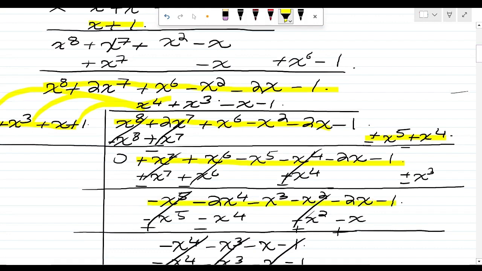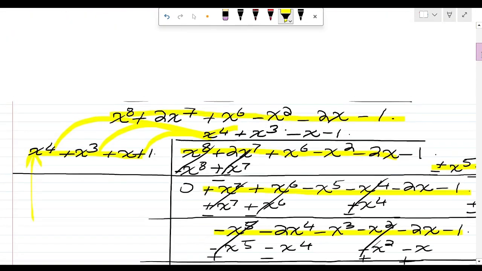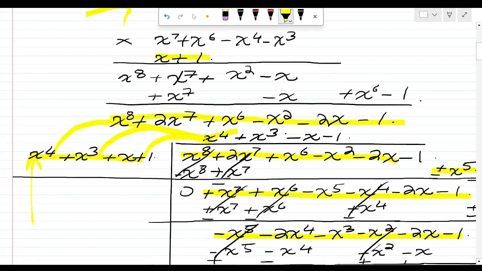We kept on dividing until our degree was smaller than this degree. So if our degree was less than x power 4, that meant we would not divide any further, but it was greater, like 5 and 7, so we kept on dividing until we reached an answer of 0. So what will be our answer? This quotient will be our answer. You need to just keep on dividing until you get the answer 0. Okay, so this will be your final answer.